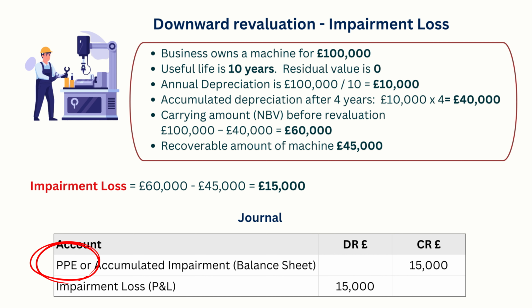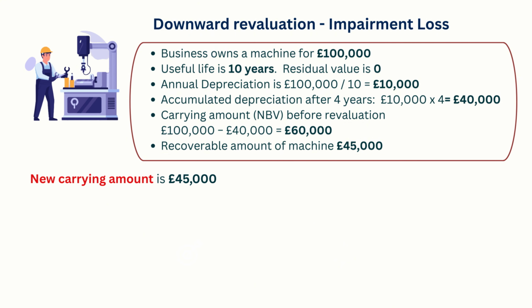Some companies credit the asset directly, others use a separate accumulated impairment account. The effect is the same, the asset's carrying amount is reduced. After recording the impairment, the new carrying amount of the machine becomes $45,000. This is the new revalued amount, and this is the figure we use going forward.